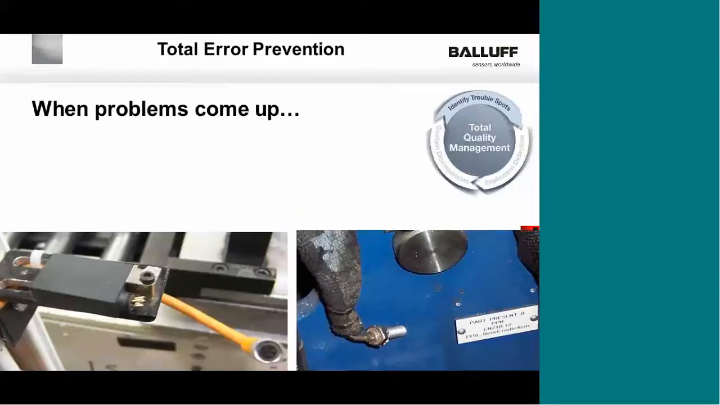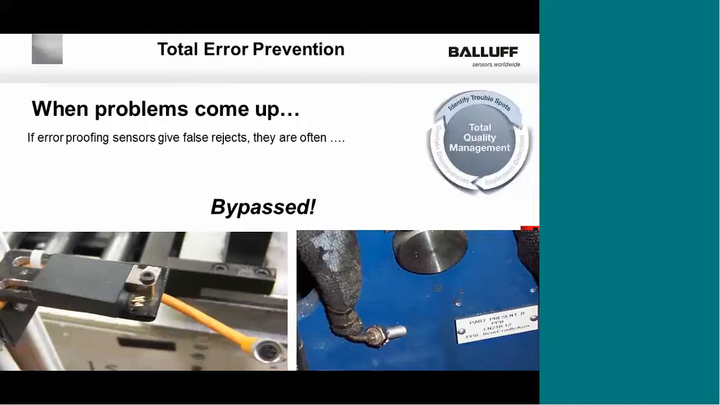So here we have some examples where problems have occurred, and the customers, in this case, have bypassed sensors. As soon as you bypass sensors, then the customer has increased the probability for having failures occur with the product. So we want to make sure that the process is being done correctly by having the correct sensor put in place for the correct application.